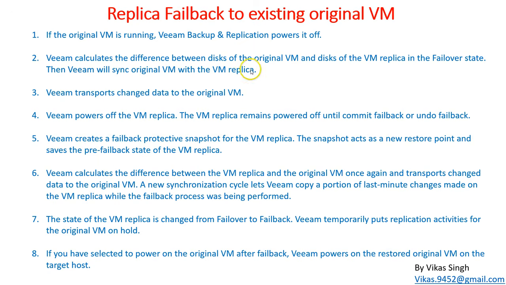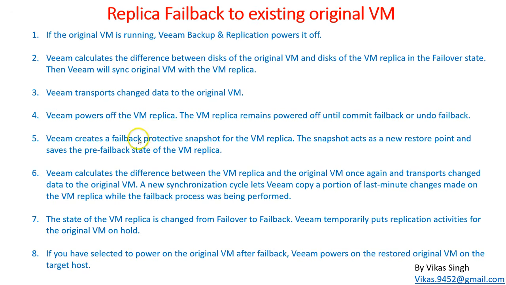Veeam syncs the original virtual machine to the Veeam replica, and then Veeam transports the changed data to the original VM. Whatever data is written, it transfers those changes to the original VM. Then Veeam powers off the VM replica, which is running. So both virtual machines are in a powered off state, and the VM replica remains powered off until the commit failback or undo failback. Until we do a commit failback or undo failback, it is not going to power on.